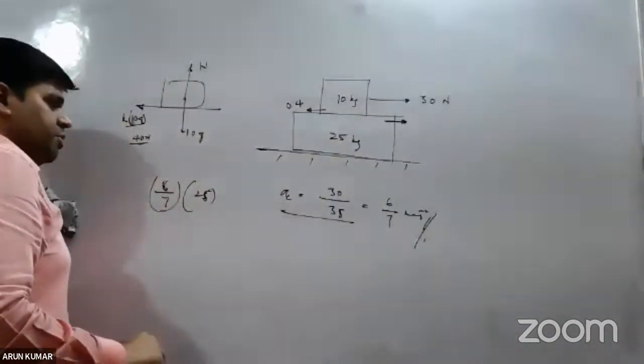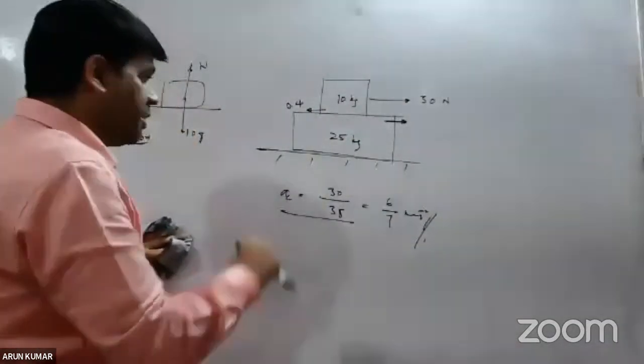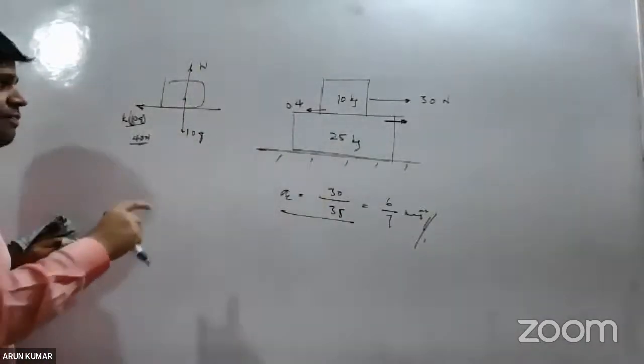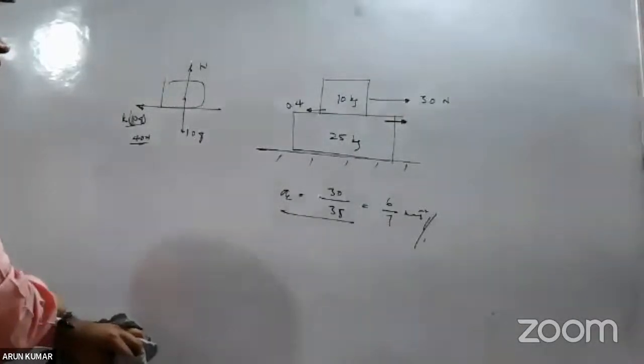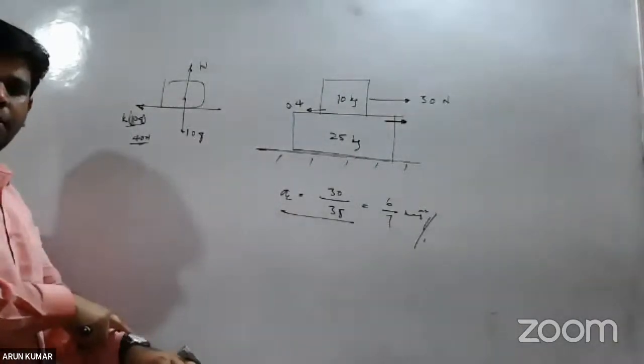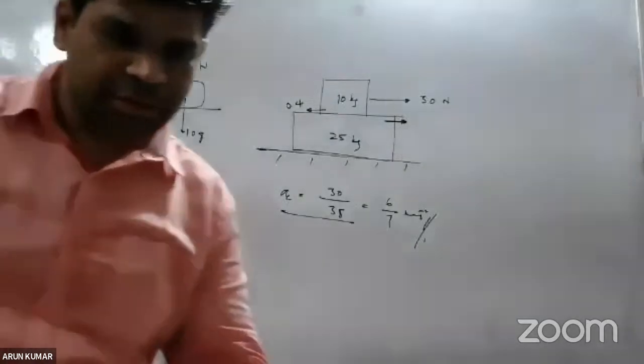But what is the limiting force at which they will separate? They will separate when friction between the surfaces reaches limiting friction. When limiting friction is reached, friction cannot further increase, friction cannot further adjust.